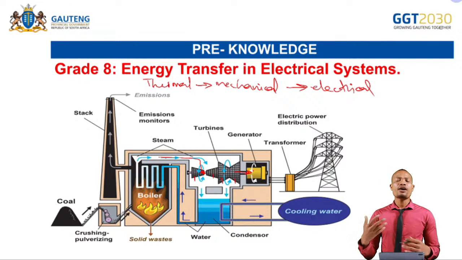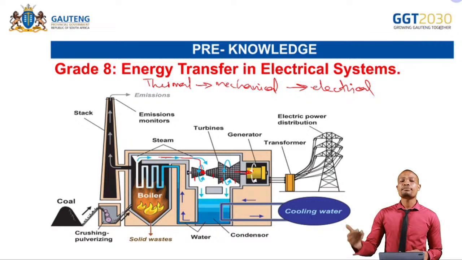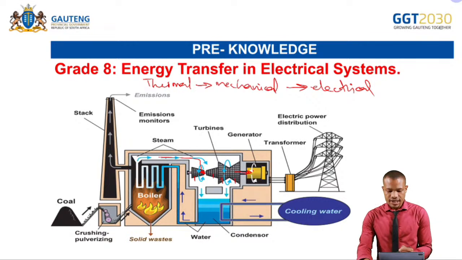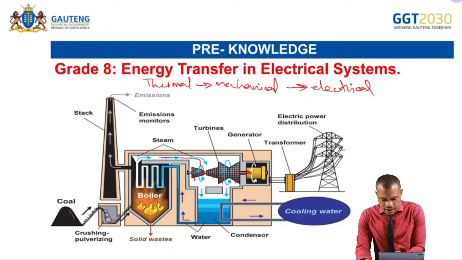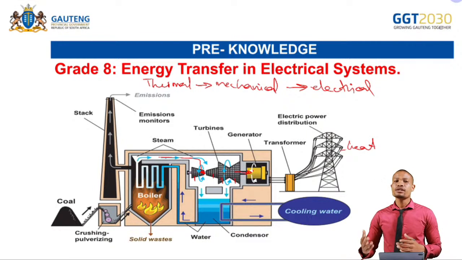And then there are also other energy transfers that occur even within the conducting wires or the power lines. Remember in our resistance lesson, we talked about how electrons encounter resistance in the conductor and they lose some of their kinetic energy in the form of heat. So there's heat losses here. Some of the energy is lost as heat. It's converted from electrical into heat.